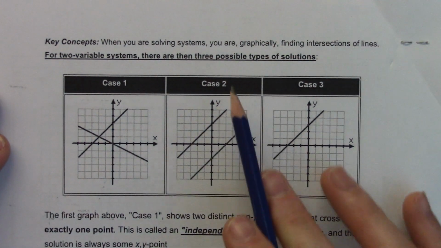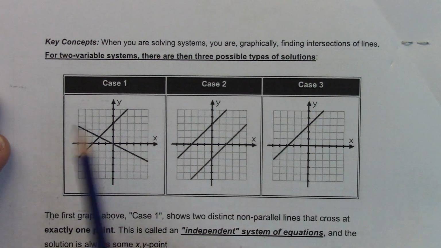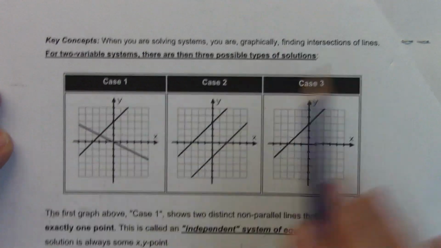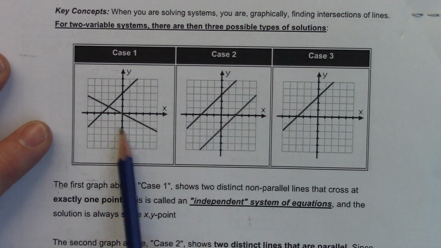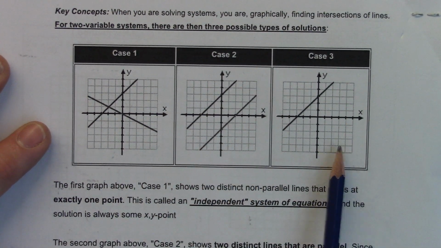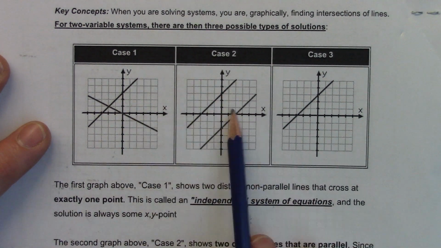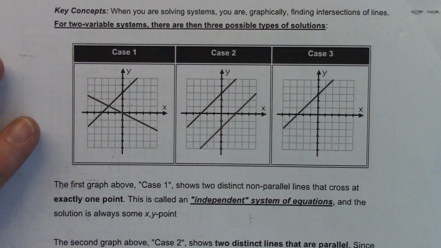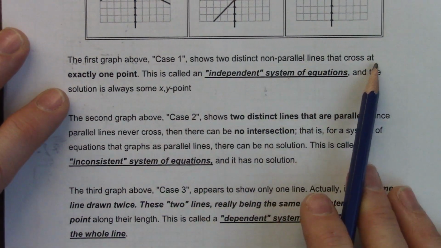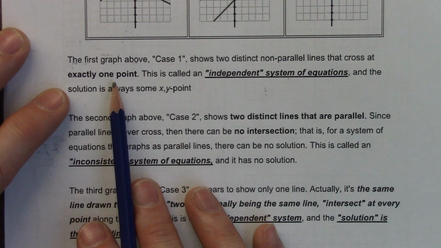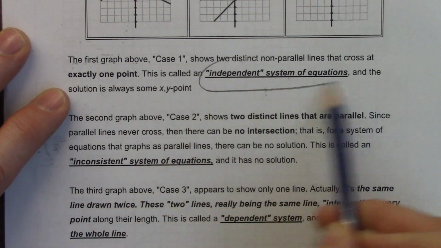All right, key concepts. When you're solving systems, you're graphing, finding intersections of lines. For two variable systems, there are 3 possible types of solution. Case 1, case 2, and case 3. So either they intersect properly, they're parallel, or they're the exact same line. Those are the 3 cases. Case 1 shows 2 distinct non-parallel lines that cross at exactly 1 point. They're called independent systems of equations.